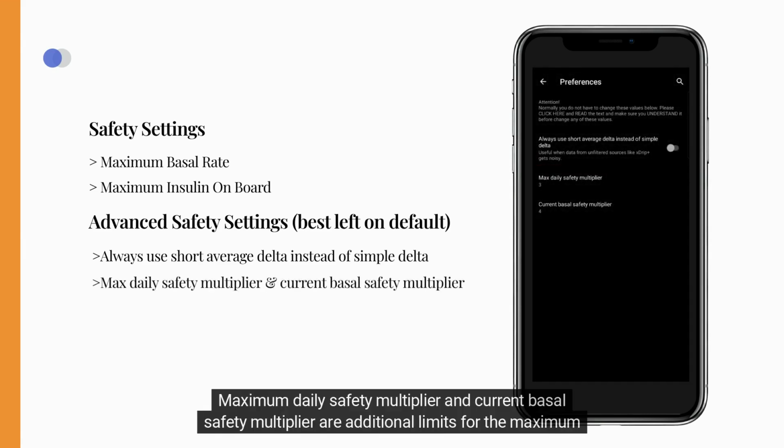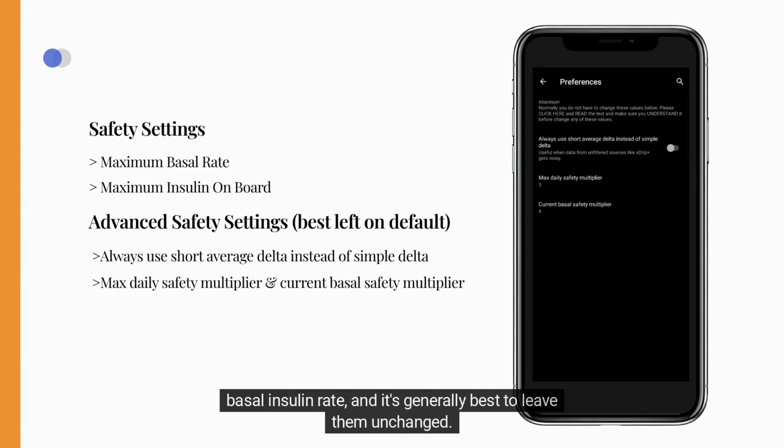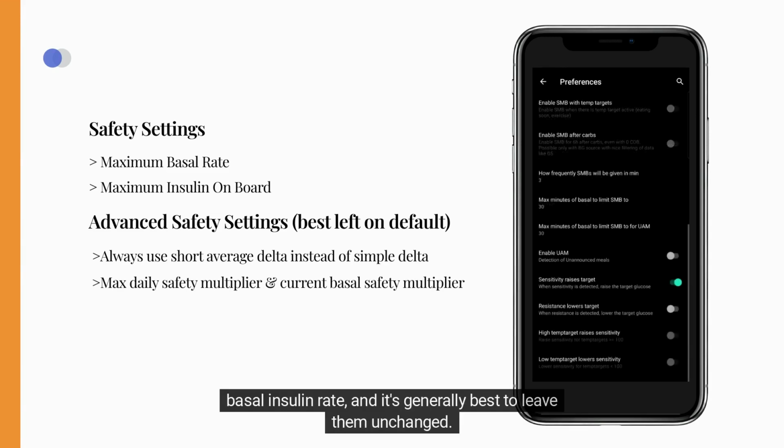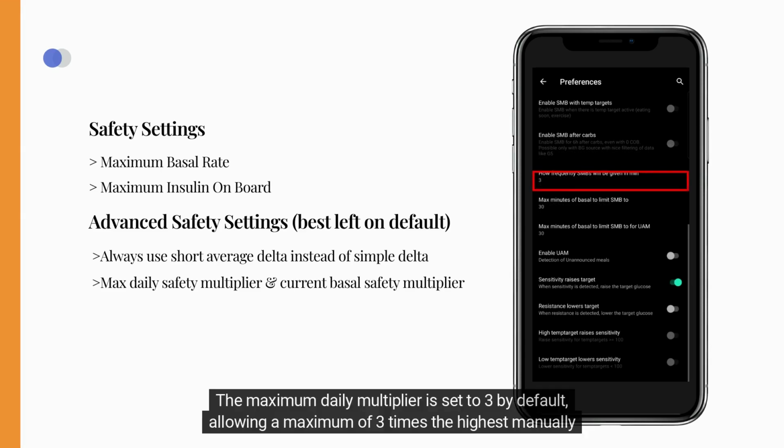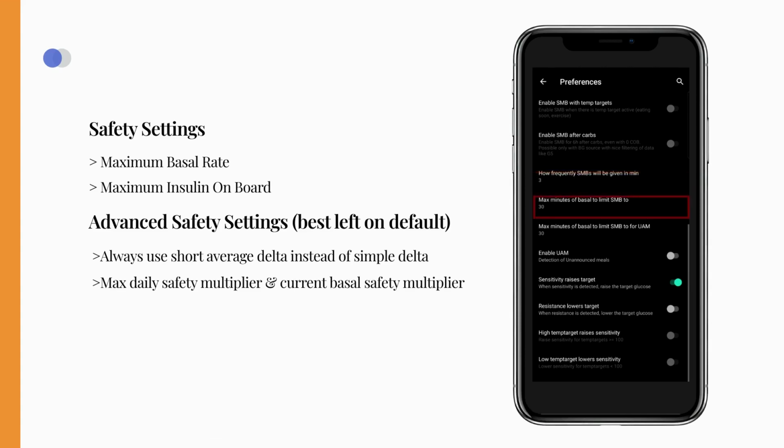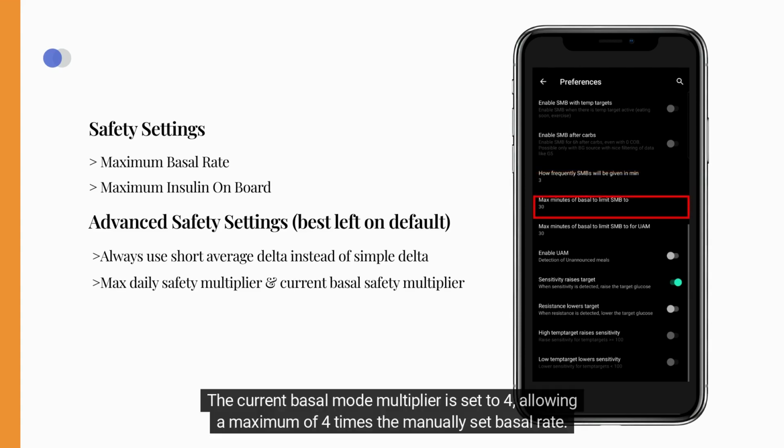Maximum daily safety multiplier and current basal safety multiplier are additional limits for the maximum basal insulin rate, and it's generally best to leave them unchanged. The maximum daily multiplier is set to 3 by default, allowing a maximum of 3 times the highest manually set basal rate. The current basal mode multiplier is set to 4, allowing a maximum of 4 times the manually set basal rate.